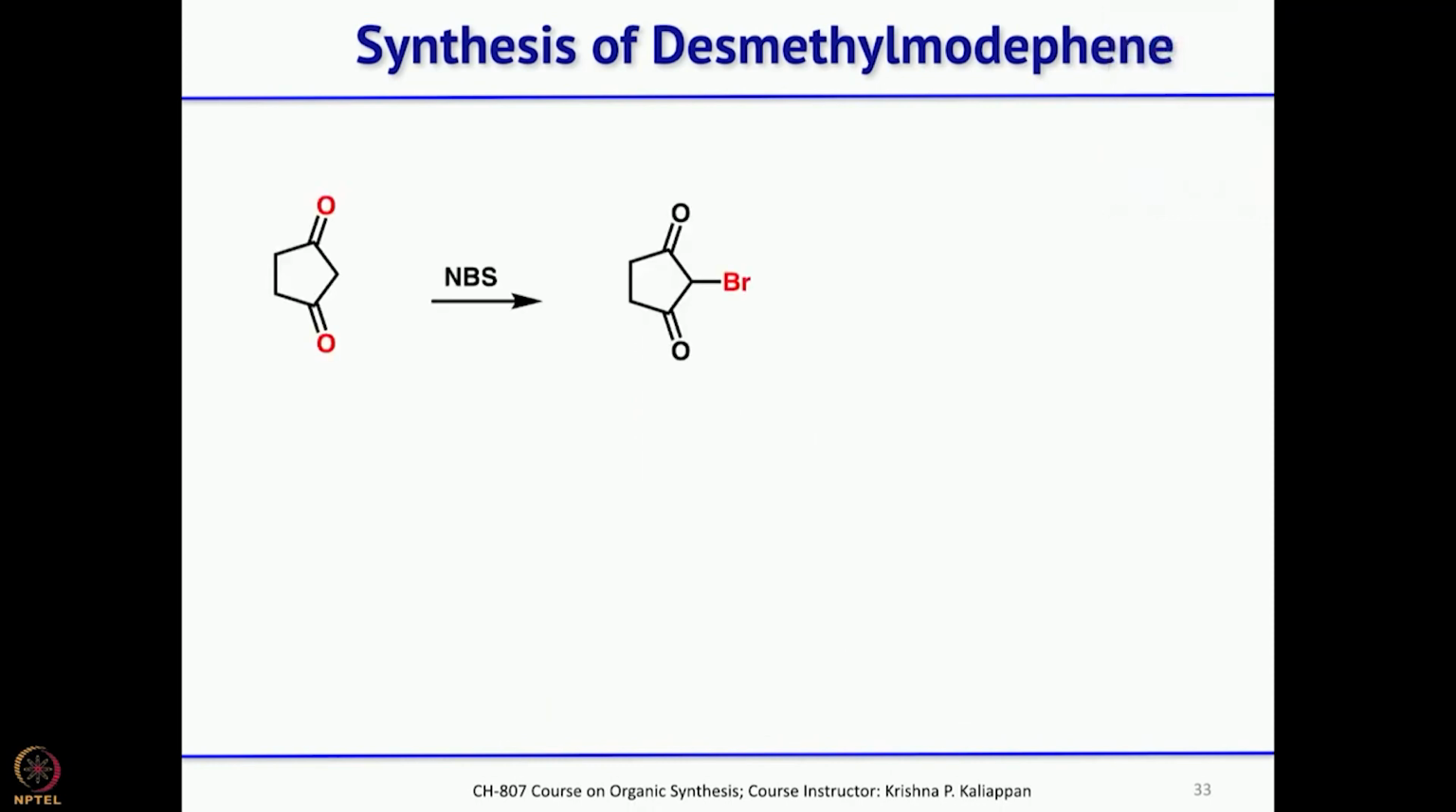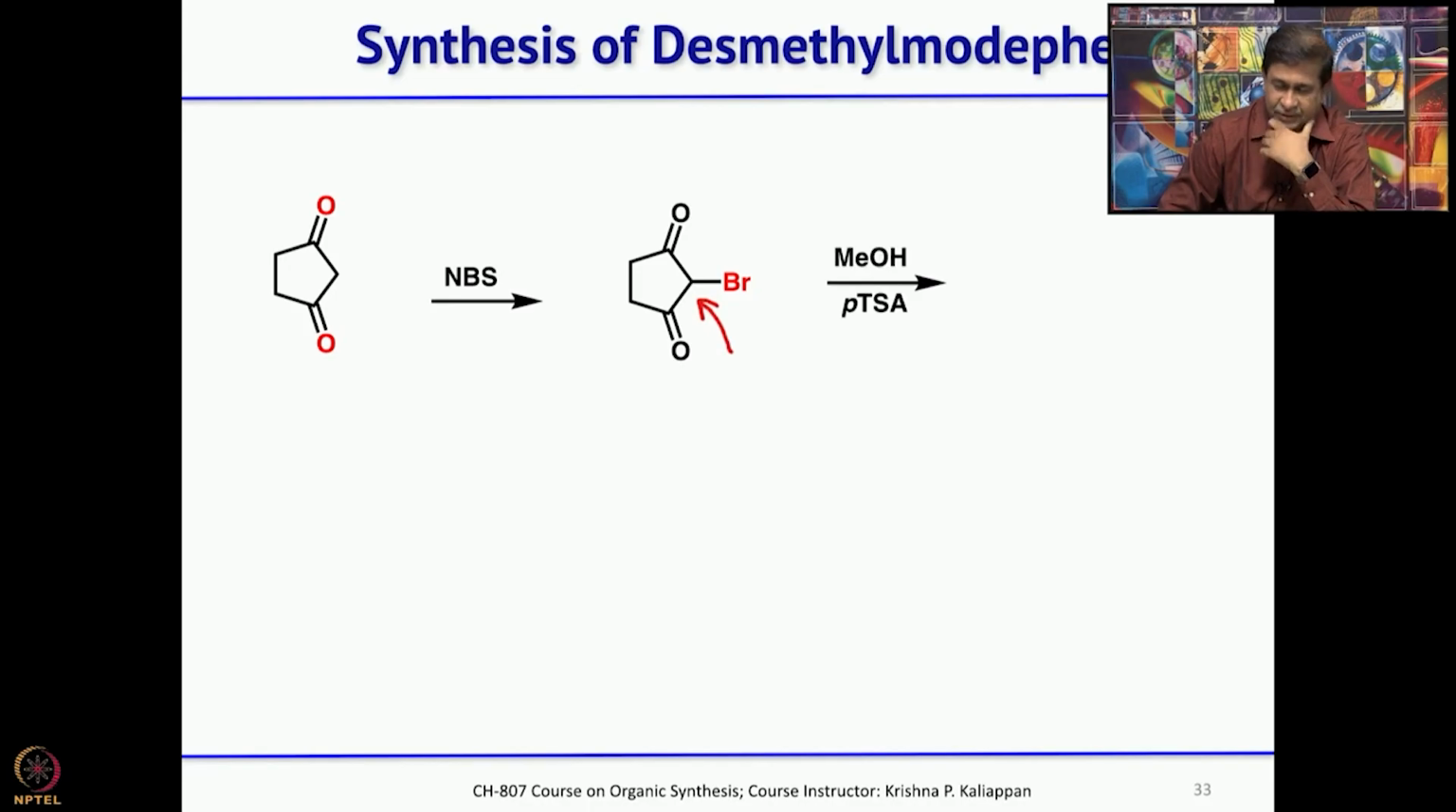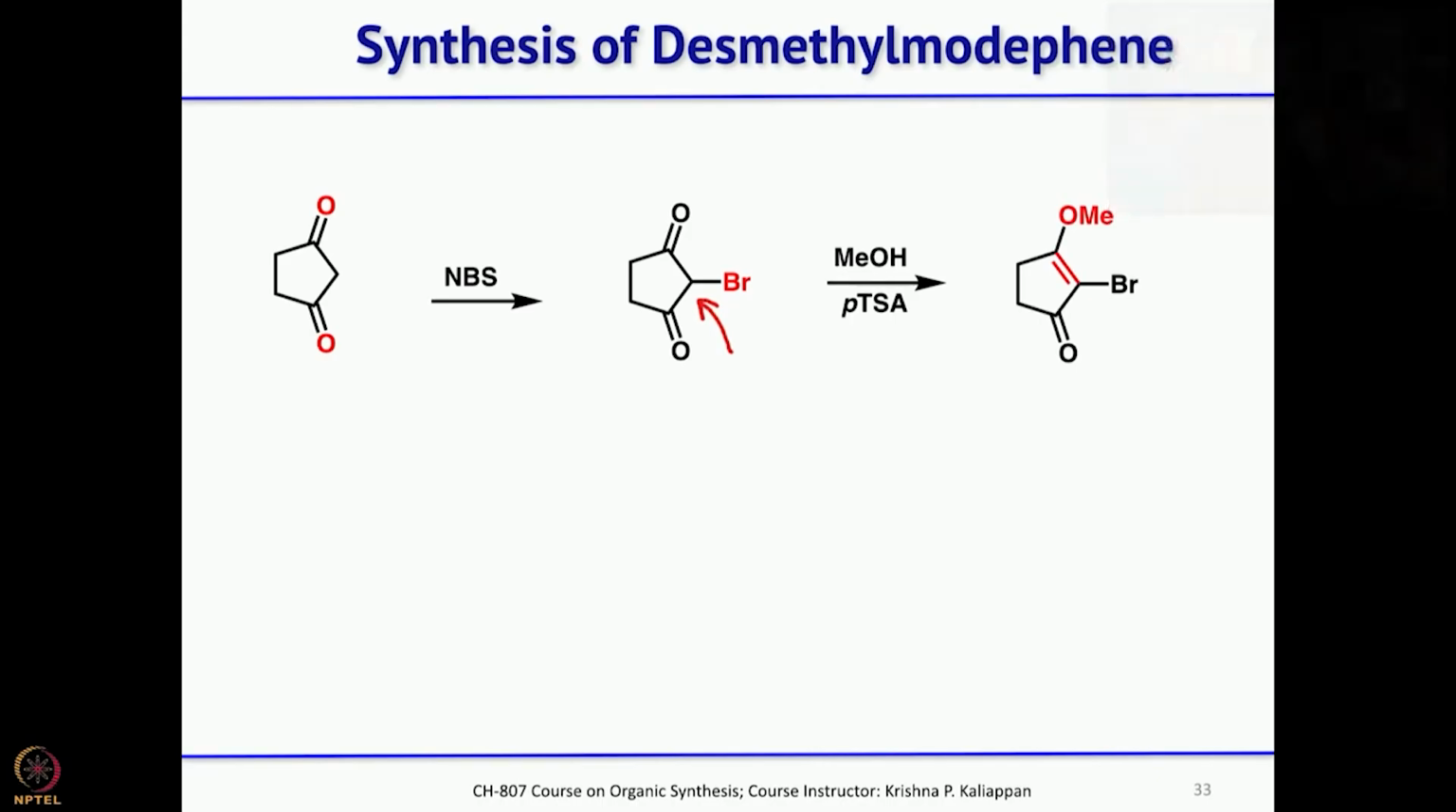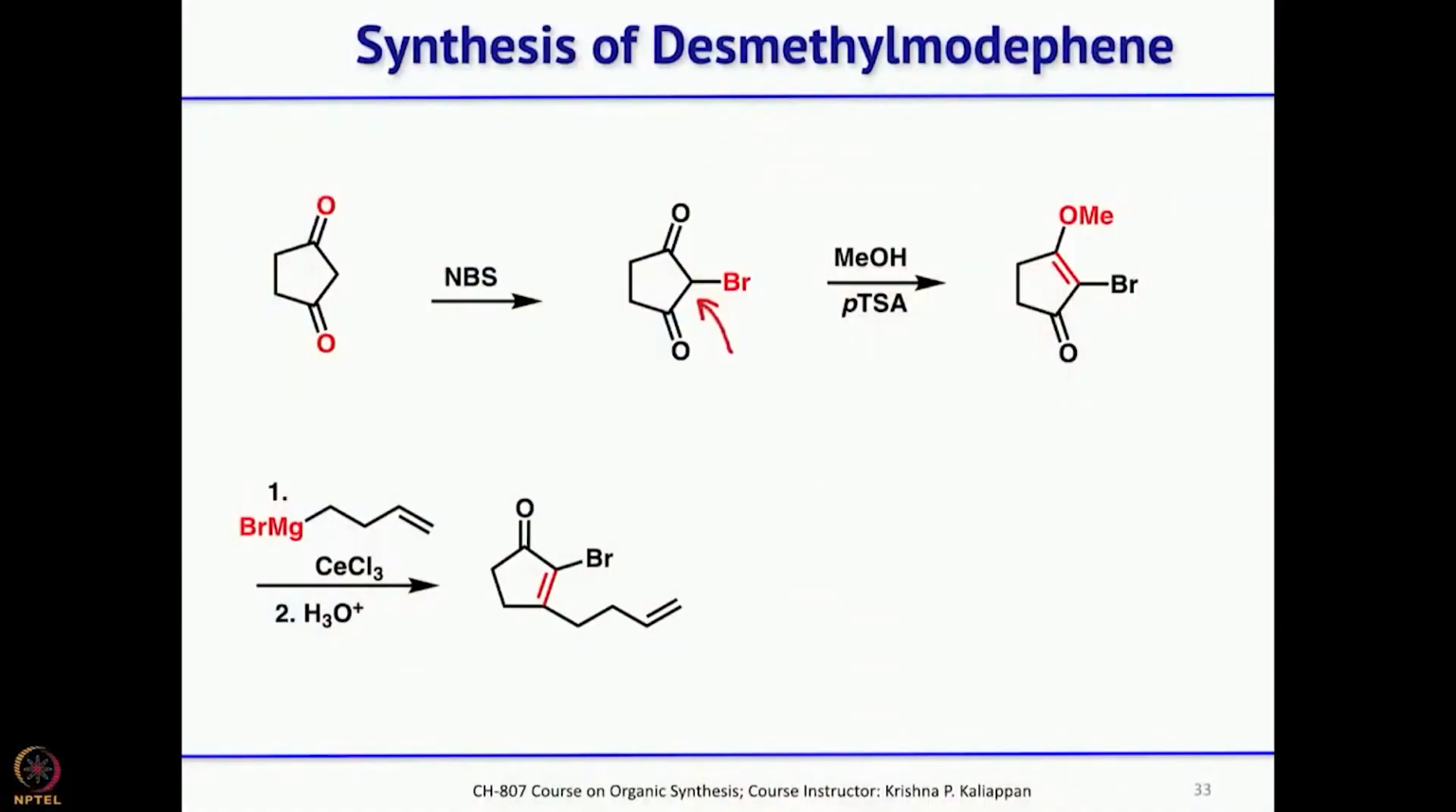So he started with cyclohexane 1,3-dione, and if you treat with NBS, you can introduce the bromine at this carbon. Then you treat with methanol and PTSA, which will form the corresponding enol ether. Once you have this enol ether, you add 4-butenyl magnesium bromide, what we have done for the synthesis of silphiperfolene, followed by hydrolysis, you get the 3-homoallyl 2-bromo-cyclopentenone.